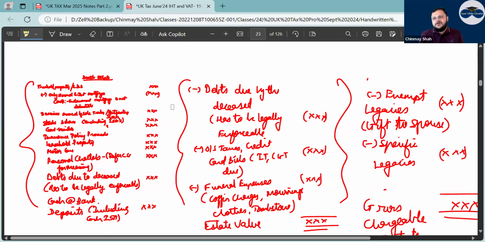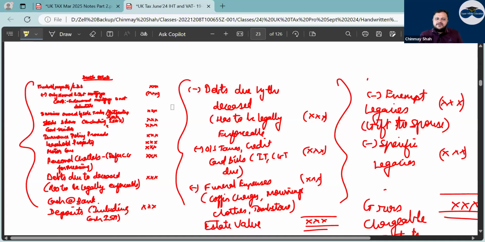Insurance policy proceeds, because the person has died. So market value does not make a lot of difference, right? Because he's already died, correct? Then leasehold property, motor cars, personal chattels. What are personal chattels? You must be knowing, but we'll cover in CG today, correct? Debt due to the deceased, correct?